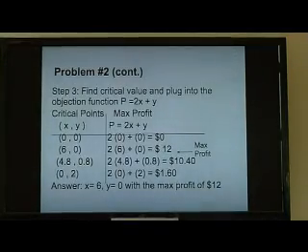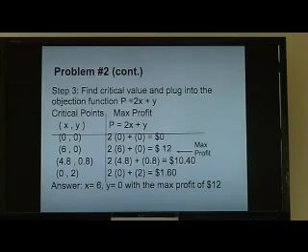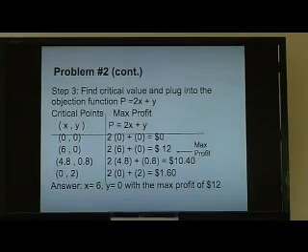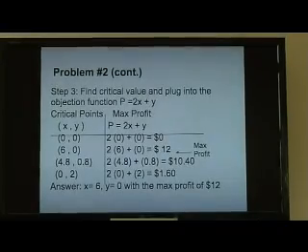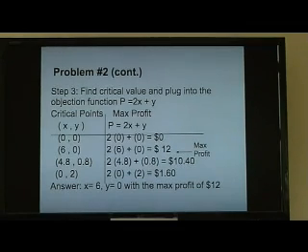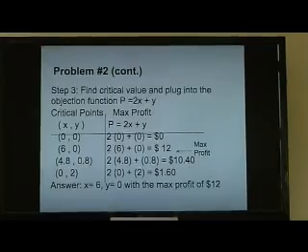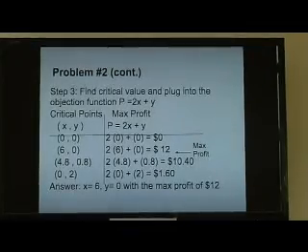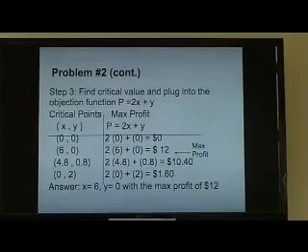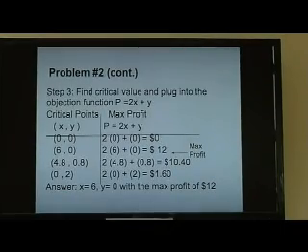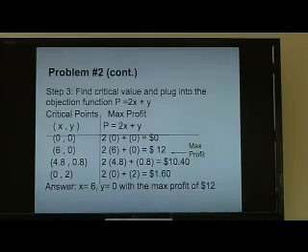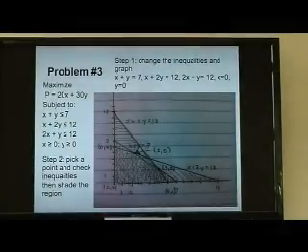Problem number 2 continued. Step 3. Find the critical value and plug it into the objective function p equals 2x plus y. Critical points are 0 and 0, 6 and 0, 4.8 and 0.8, 0 and 2. With 6 and 0, the maximum profit would be $12 as opposed to 0, 10.4, and 1.6. The answer is x equals 6, y equals 0, with a max profit of 12.